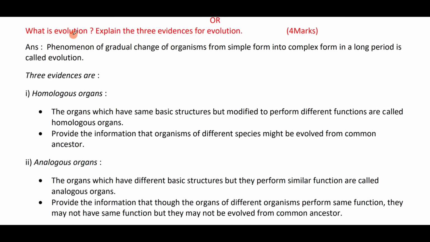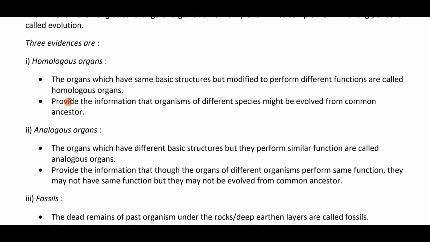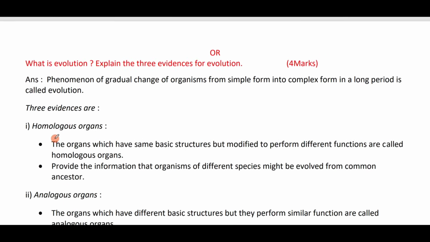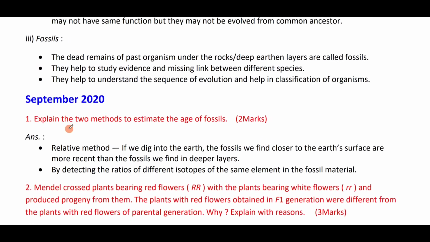What is evolution? Name the three evidences for evolution. Evolution is the phenomenon of gradual change of organisms from simple form into complex form over a long period. Three evidences for evolution are homologous organs, analogous organs, and also fossils. This I have explained; in the difference between, you can write.